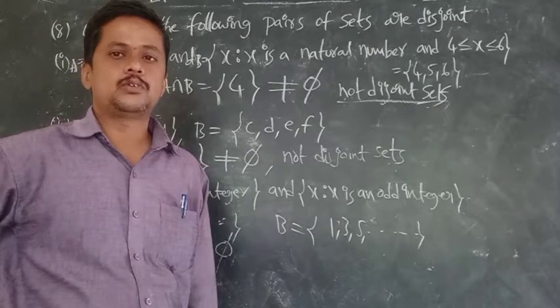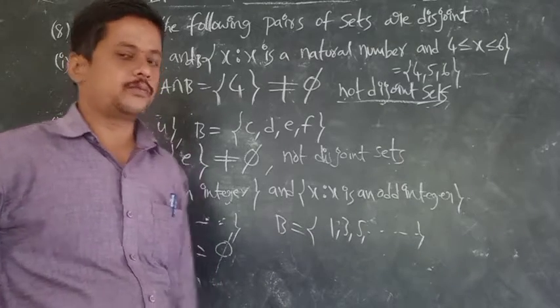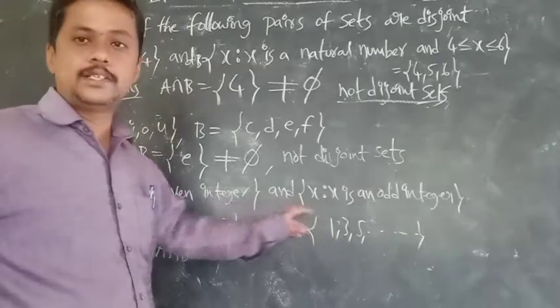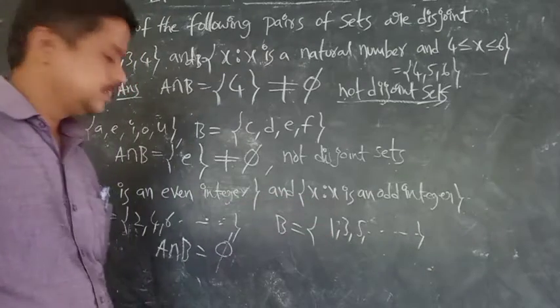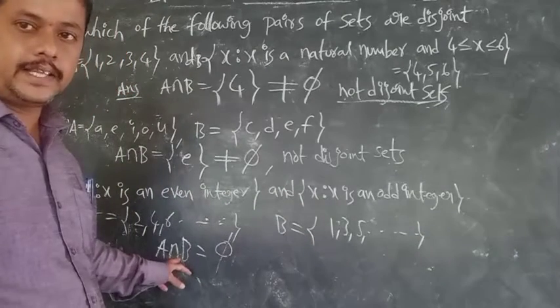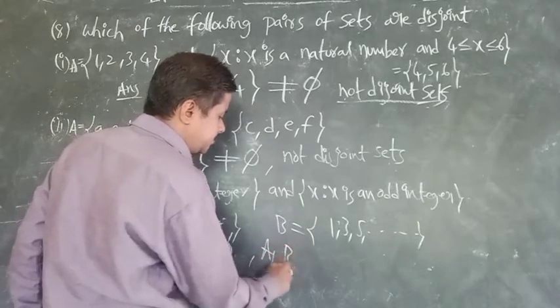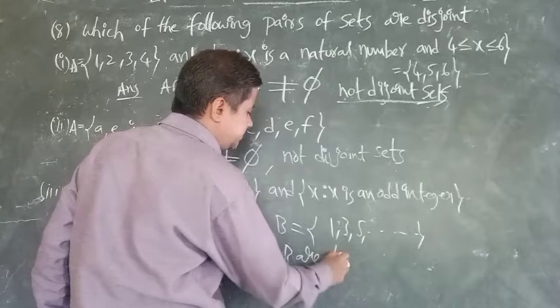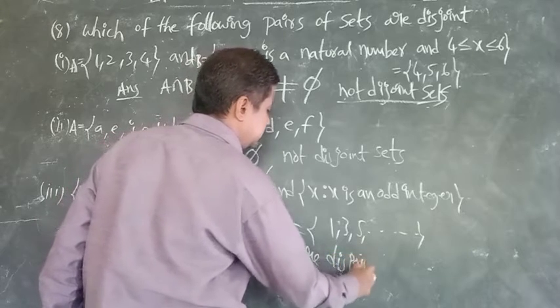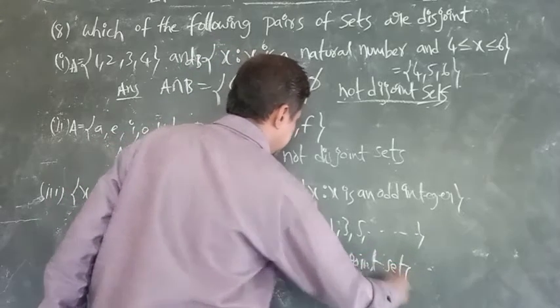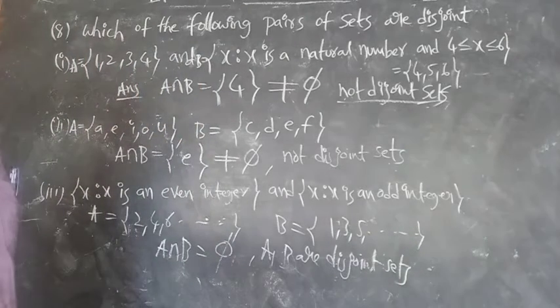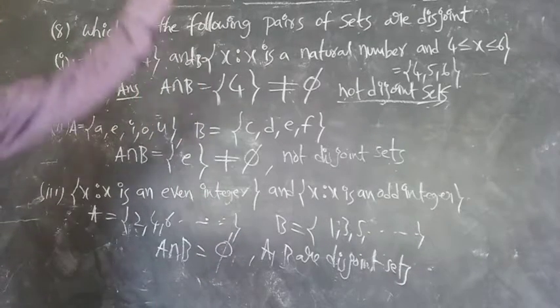Understood? So A intersection B is equal to pi. Therefore these two are disjoint sets. This condition is satisfied, that's why you can say that A and B are disjoint sets.